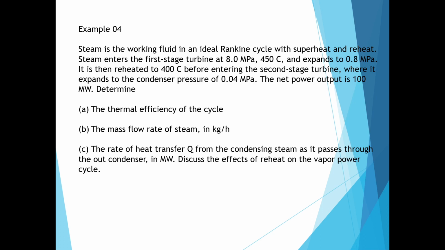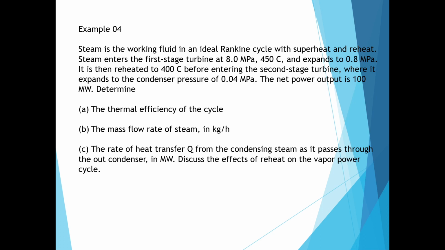The net power output is 100 megawatt. Determine part A, the thermal efficiency of the cycle; part B, the mass flow rate of the steam in kilograms per hour; part C, the rate of heat transfer Q from the condensing steam as it passes through the condenser in megawatt; and discuss the effect of reheat on vapor power cycles.